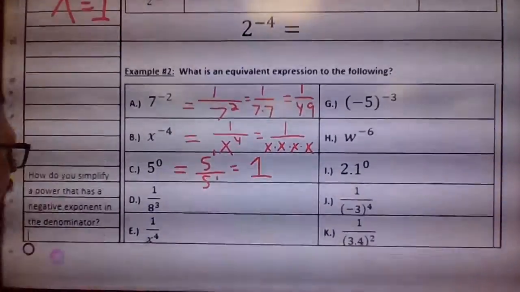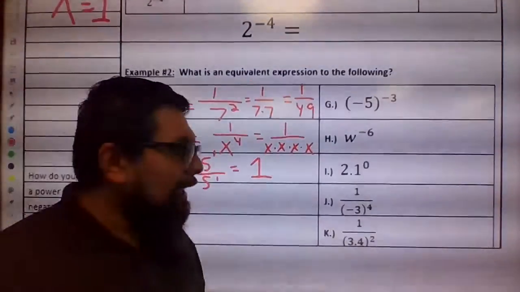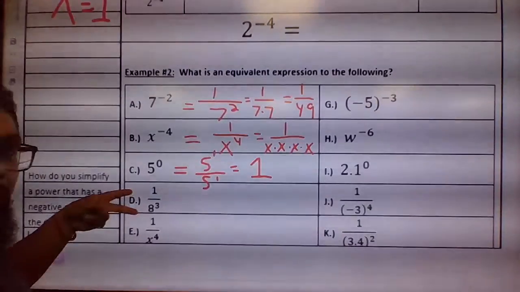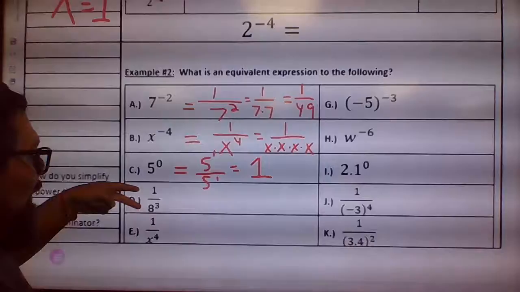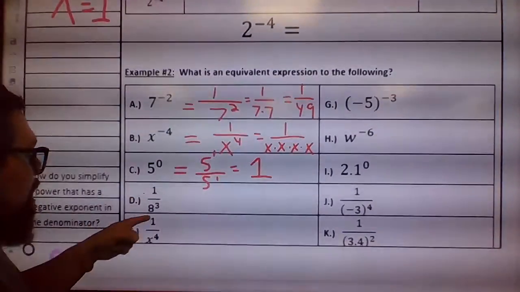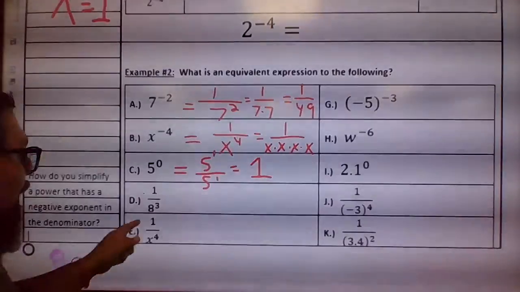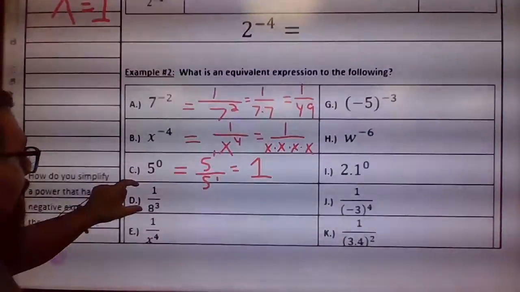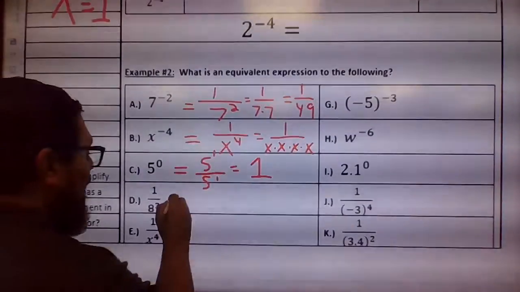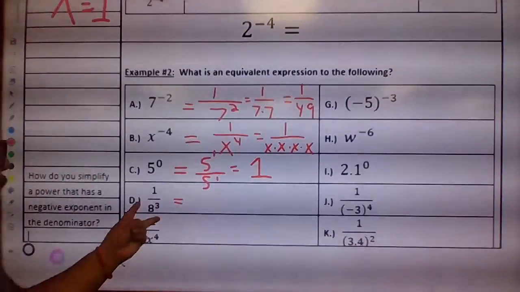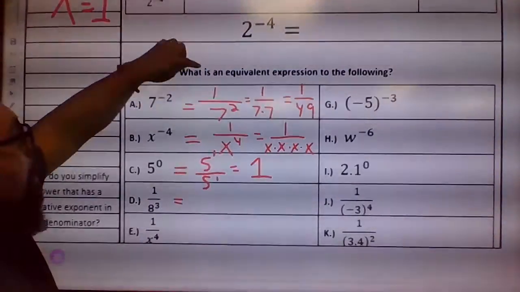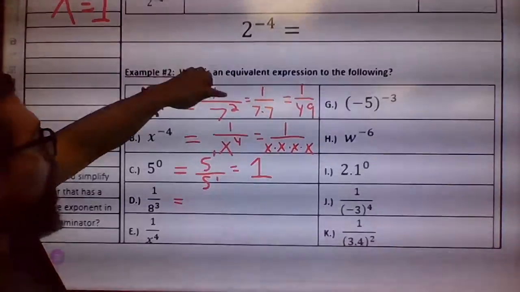All right, for D, E, J, and K, now you notice they're already in fraction form, right? They are already like that. 1 over 8 to the 3rd power, right? They're already like that. So you're actually going to turn these into a negative exponent. That's what you're going to do. And you guessed it. You just go backwards. So on this one, it was 1 over 7 squared.